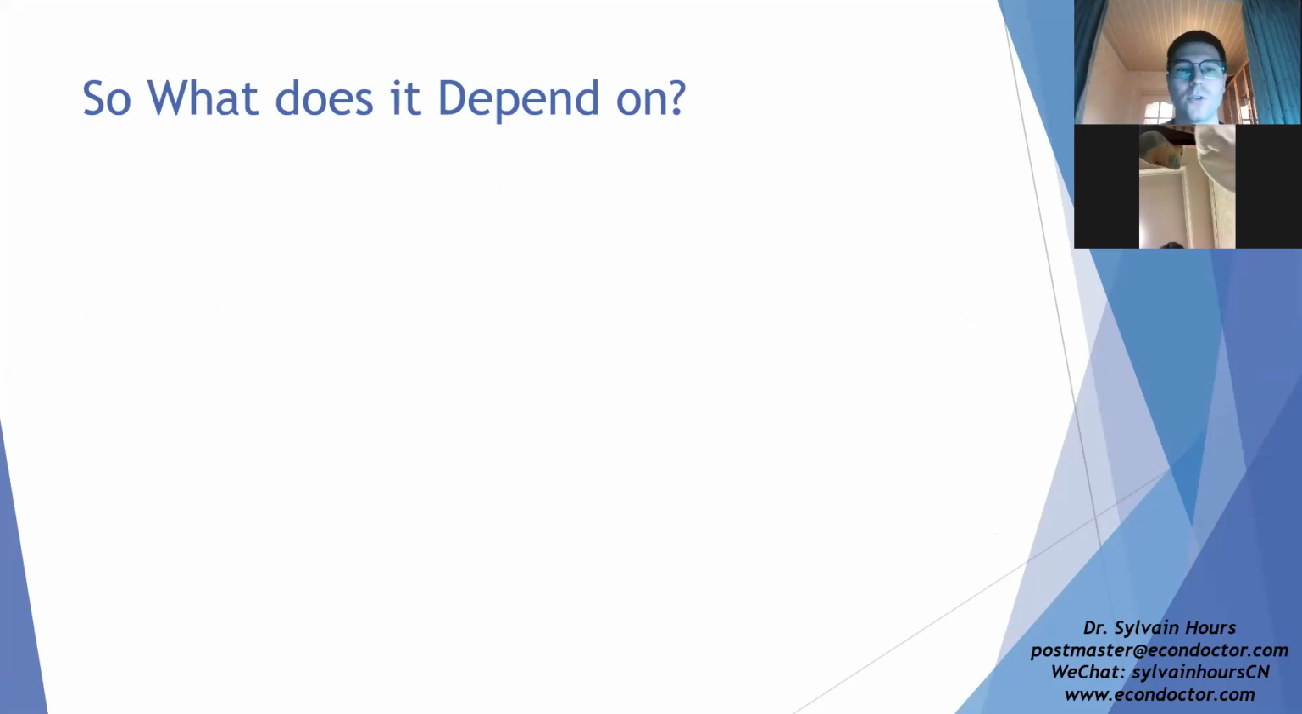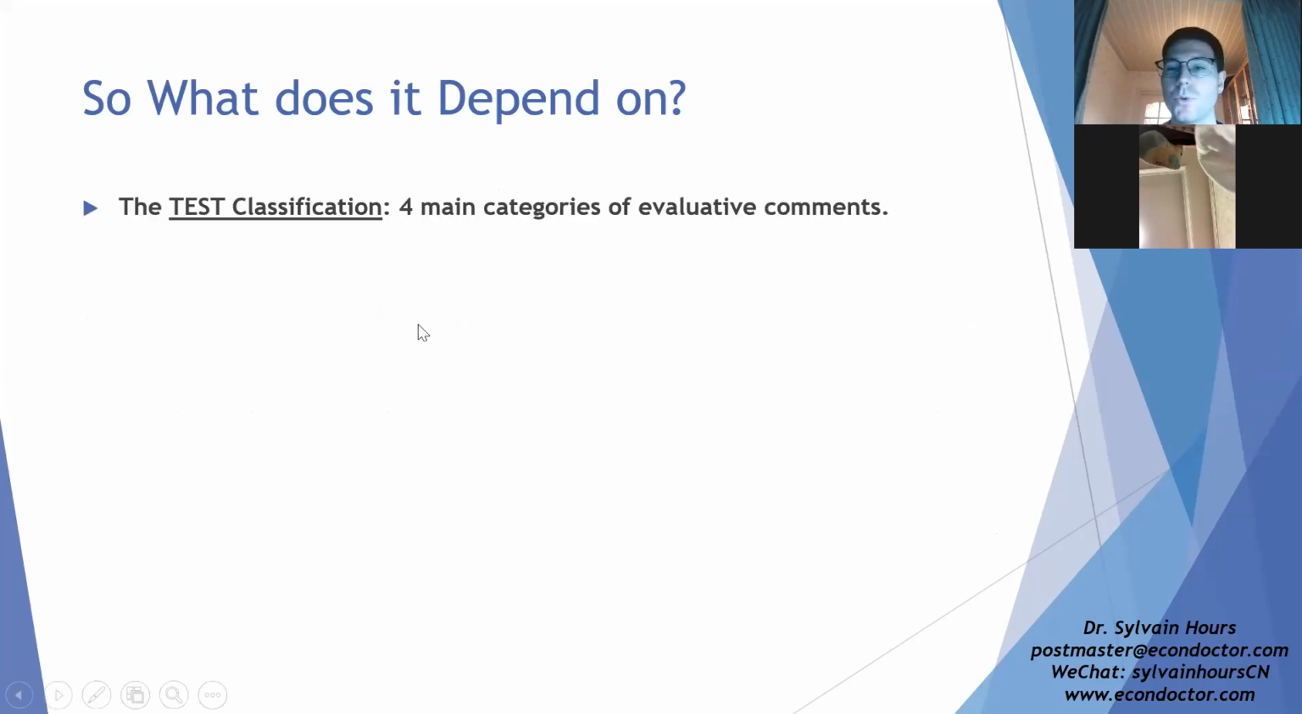There are four categories of evaluative comment that you could make. So that's why I call that the TEST classification. T is for type, the E is for elasticity, the S is for size, and the T is for time. Again, there are of course several possible classifications of evaluative comments, but this one at least makes sense to me, and hopefully to you and your students.